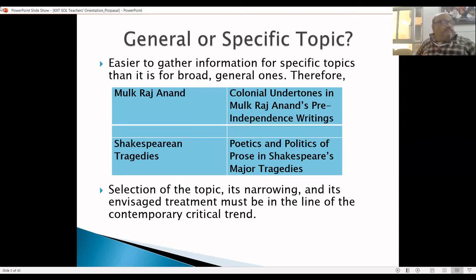So, a good university, a good department, a good school should always keep this in mind, that the research has to be carried out in line with the prevailing critical trend of a particular time.